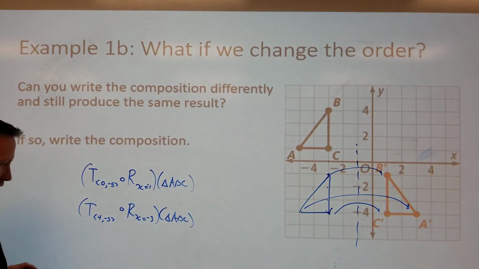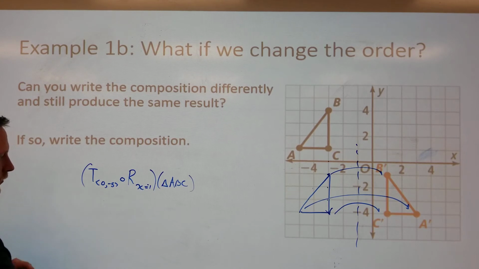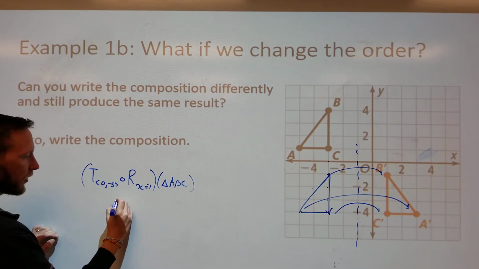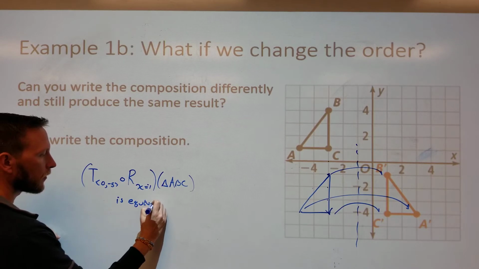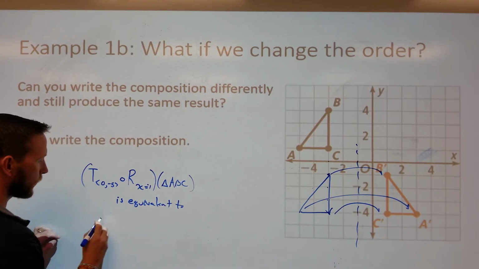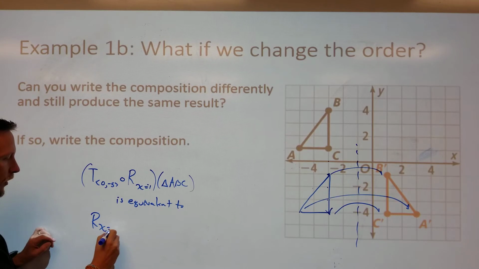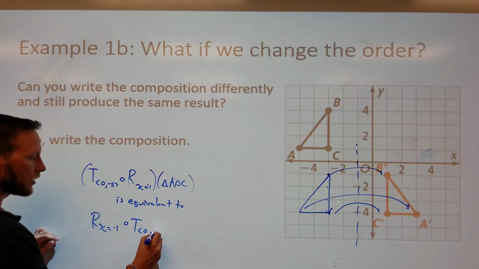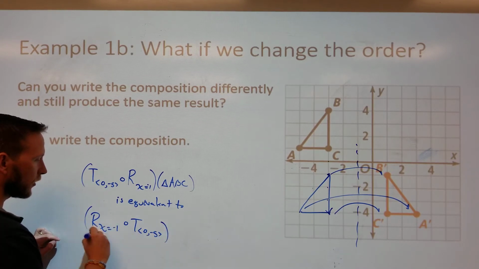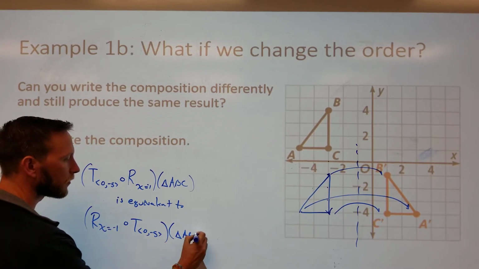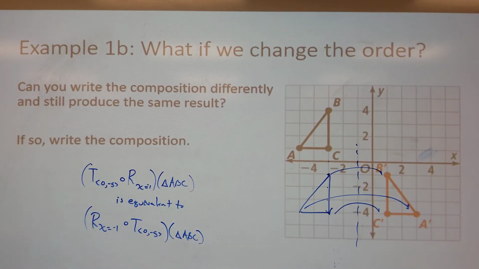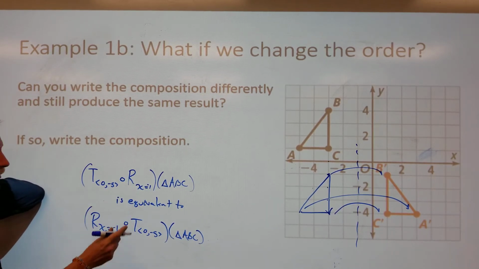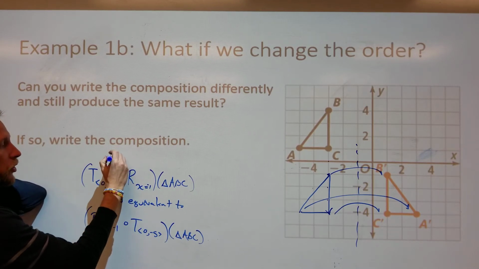So if I change the order here, this is the same thing: the reflection over the line x is equal to -1 of the translation to the right 0 down 5 of triangle ABC. All right? So in this composition of translation and reflection, the order does not matter. All right? We say that that is a commutative composition.